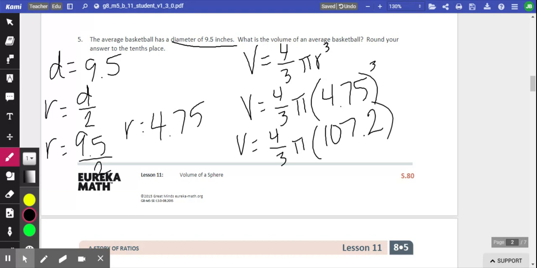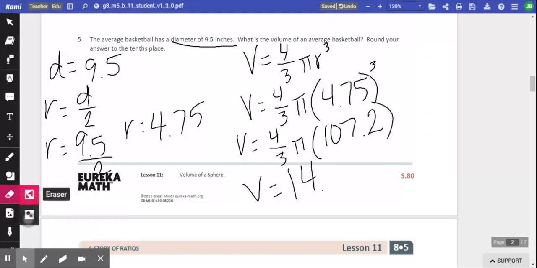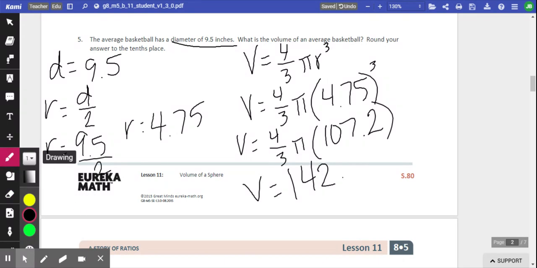And then you're just going to multiply the rest of this out. 107.2 times 4 equals 428.8 divided by 3. That's going to give us 142.9 pi.